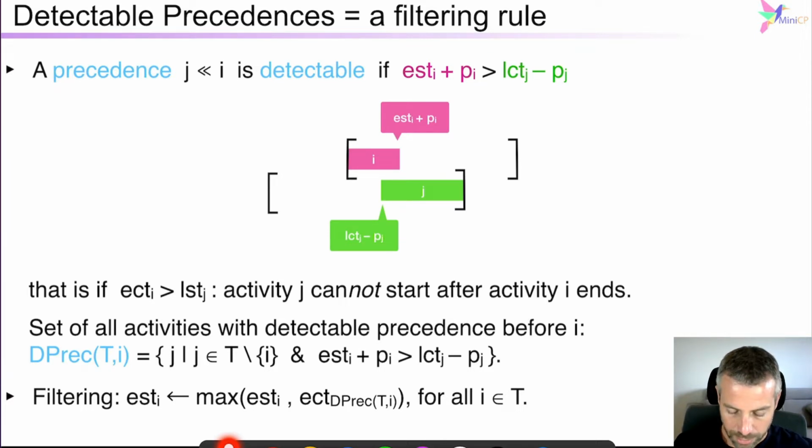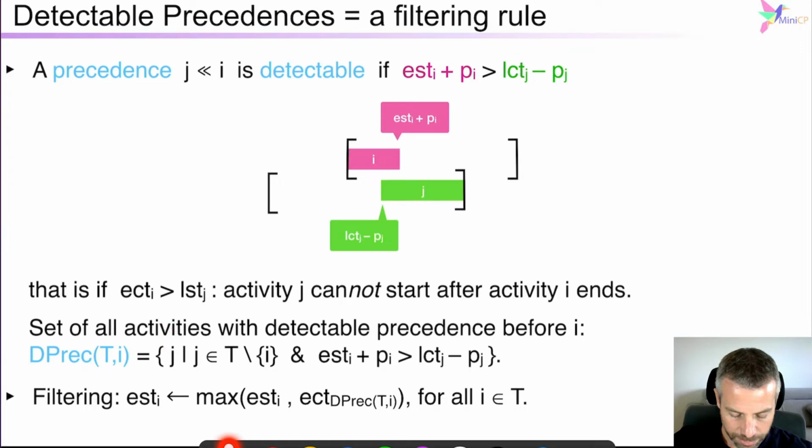So if the pink activity there, you take the earliest completion time of this activity. If it is larger than the latest start time of this activity, it means that you must have a precedence, that J must start before the activity I. And we can denote by detectable precedence of I the set of all the activities that satisfy this property, that are all the activities that must be scheduled before the activity I.